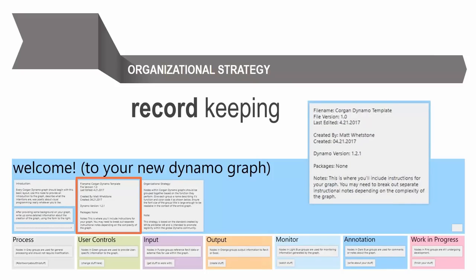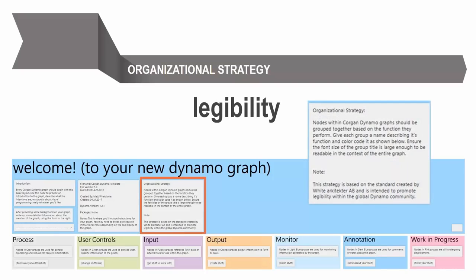Record keeping, definitely got to have your name, your version number, who created it. Really critical is what packages are involved in the graph, because you guys probably know if you don't have the correct custom package, then the graph doesn't work, and any custom notes you might need. And finally, legibility. Just making sure everybody knows what the organizational strategy is and why we're utilizing it. And also, definitely want to give credit to White Architecture AB for being the genesis of this strategy.